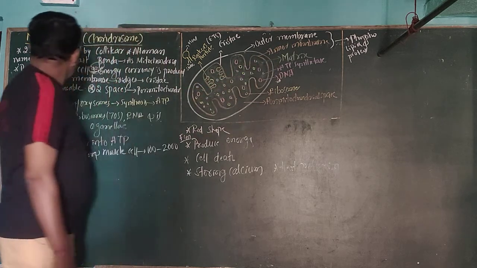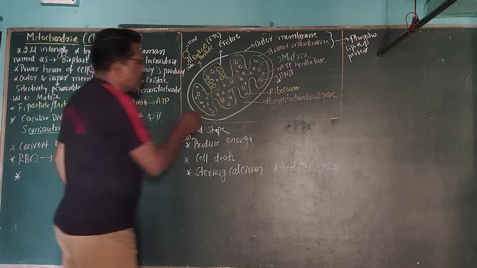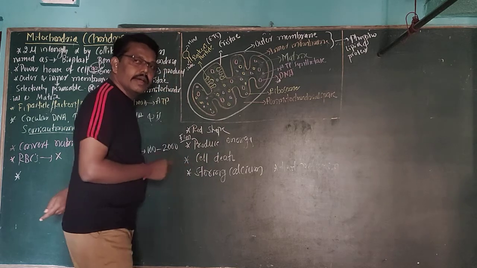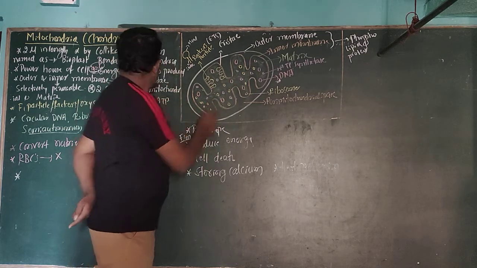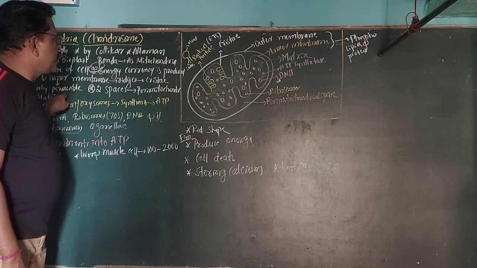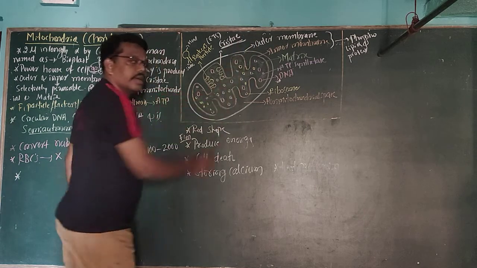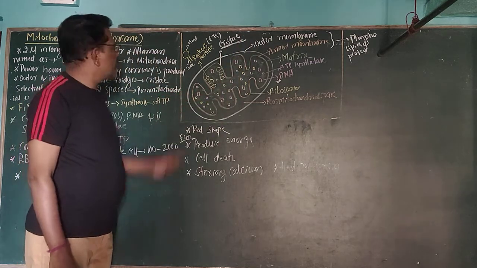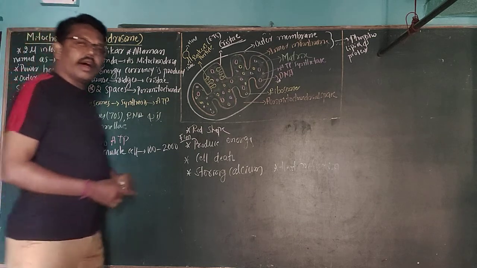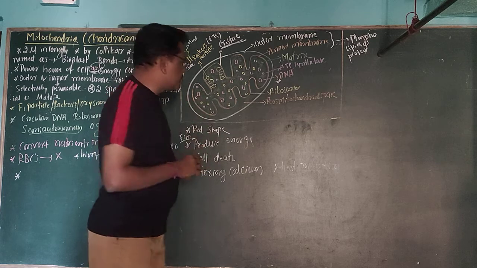Within the inner membrane, you will see some ridges as well as furrows, and those ridges and furrows are selectively permeable. These ridges and furrows are called cristae.